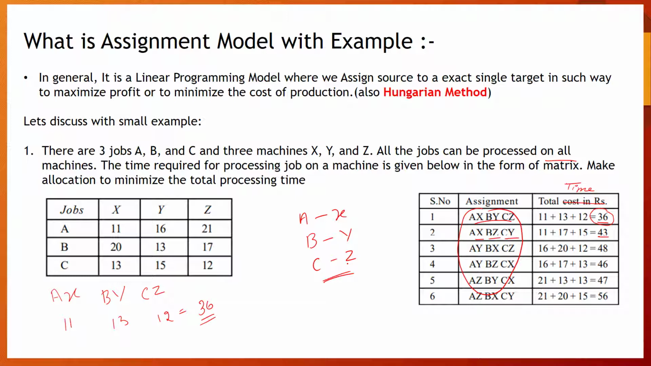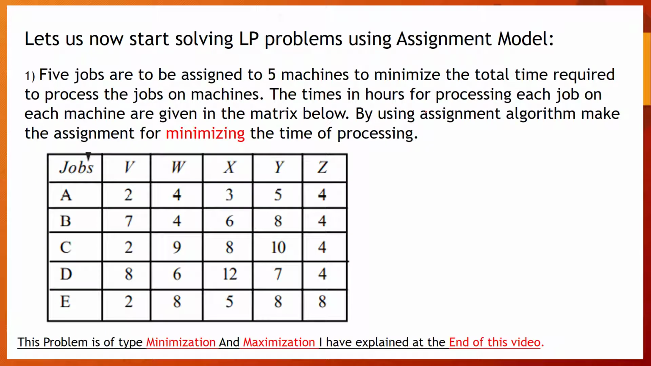Since there is only a 3x3 matrix, this can be done by trying different assignments like this. But what if there is a 4x4 or 5x5 matrix or more? For that we need a particular procedure. That procedure is what we call the Hungarian method. So let us start with the actual problem.